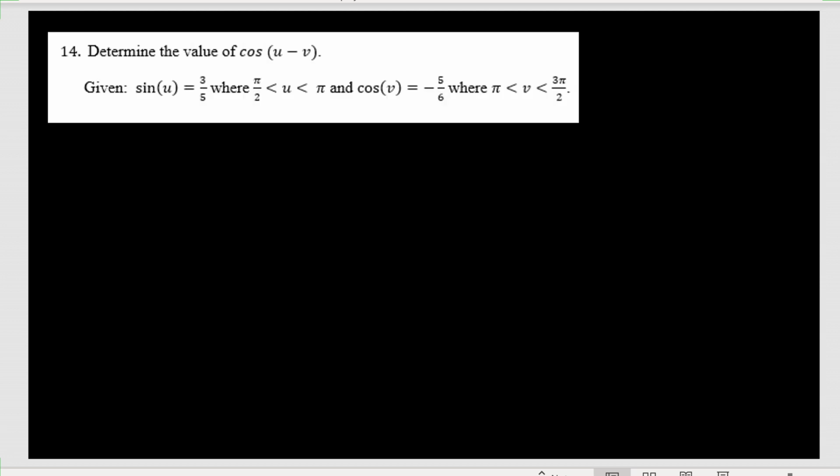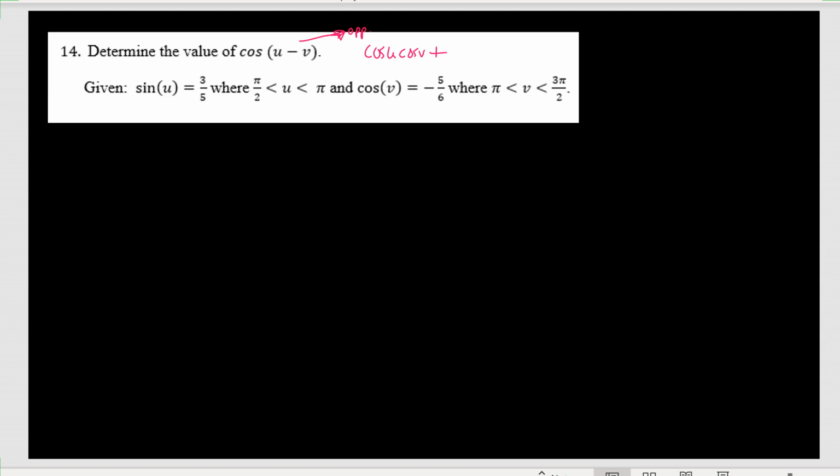We have one last example, and this one might take us right around the 15 mark, so just stick with me, gang. We got it. All right, determine cosine of u minus v. Remember, we're actually going to do the opposite when we expand this formula. We're going to add the two things together.